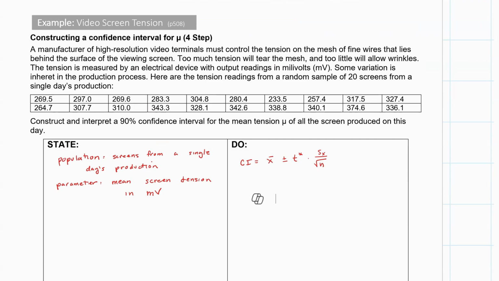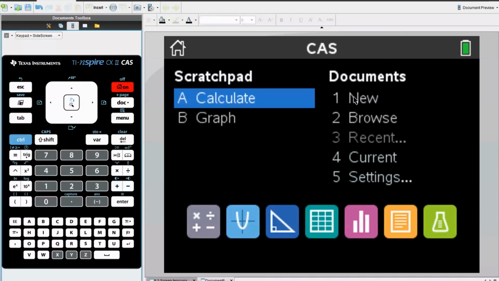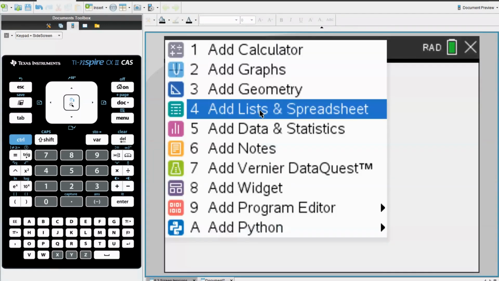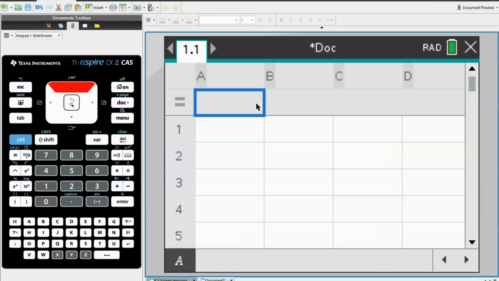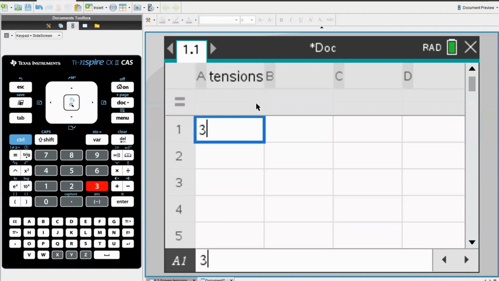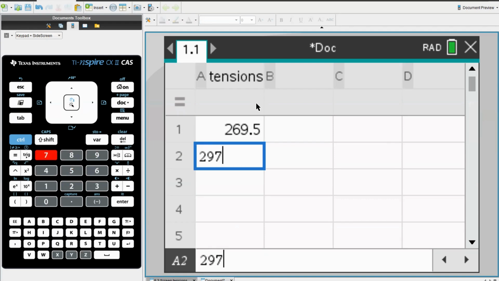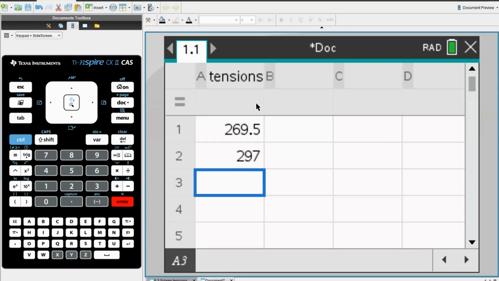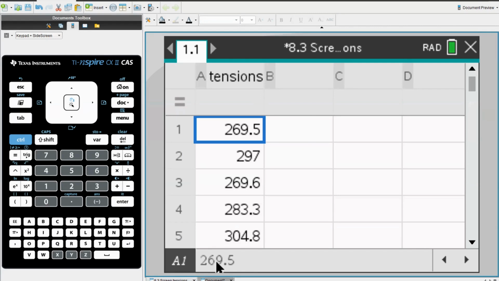Switch over to the calculator, and we'll open a new document, and we're going to put that data into a list in spreadsheets. And so we'll go up and say, well, we're going to collect data on these tensions. And then from the data list, we can start entering in that data. Now, there's nothing more boring than watching me enter data in. So I'm just going to tell you right now, I've got the data already entered into another calculator document. So we're all done now putting the data in.